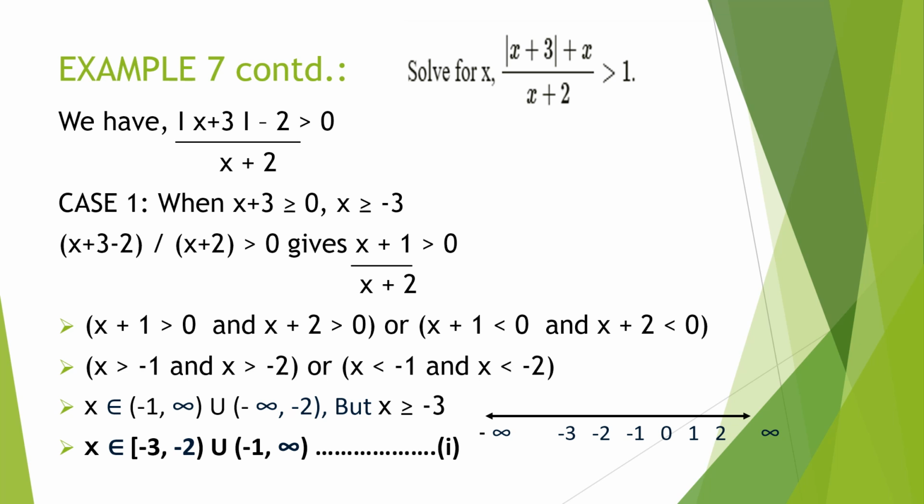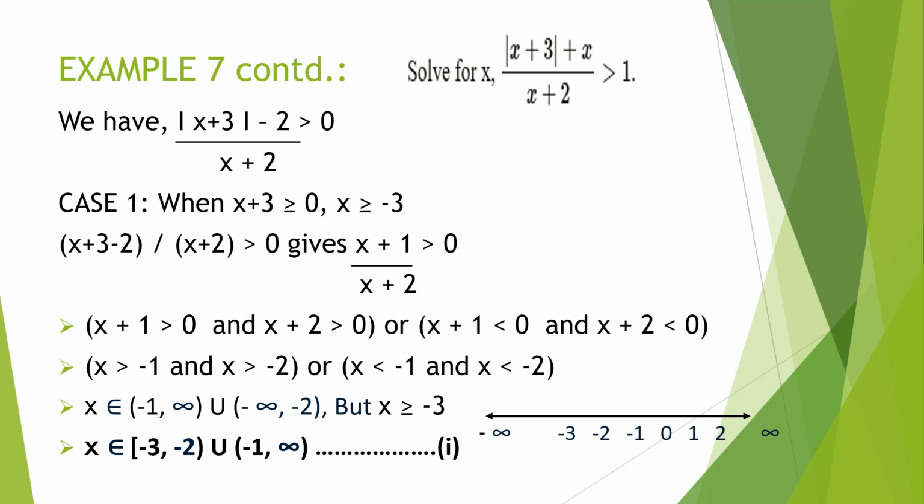So our left hand side of the inequality will be (x + 3 − 2)/(x + 2) > 0, which will be (x + 1)/(x + 2) > 0. Now, when will this be greater than 0? This will be greater than 0 in two possibilities. Either the numerator and denominator both are positive, then the fraction will be positive. Or the numerator and denominator both are negative, then the fraction will be positive.